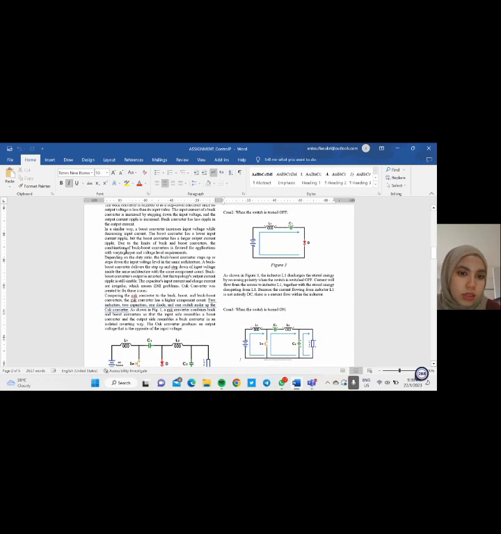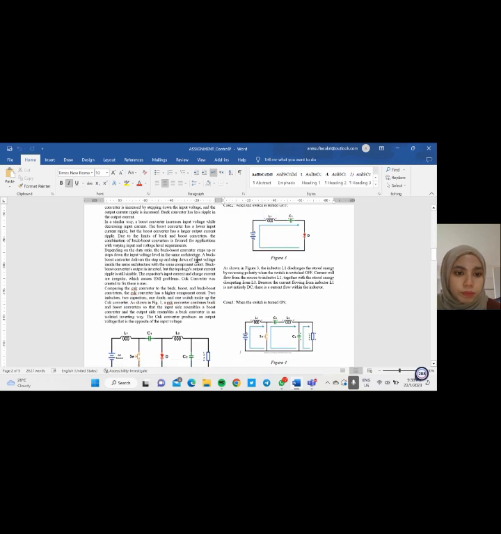In a similar way, a boost converter increases input voltage while decreasing input current. The boost converter has a lower input current ripple, but the boost converter has the larger output current ripple. Due to the limits of the buck and boost converters, the combination of buck-boost converter is favored for applications with varying input and voltage level requirements.